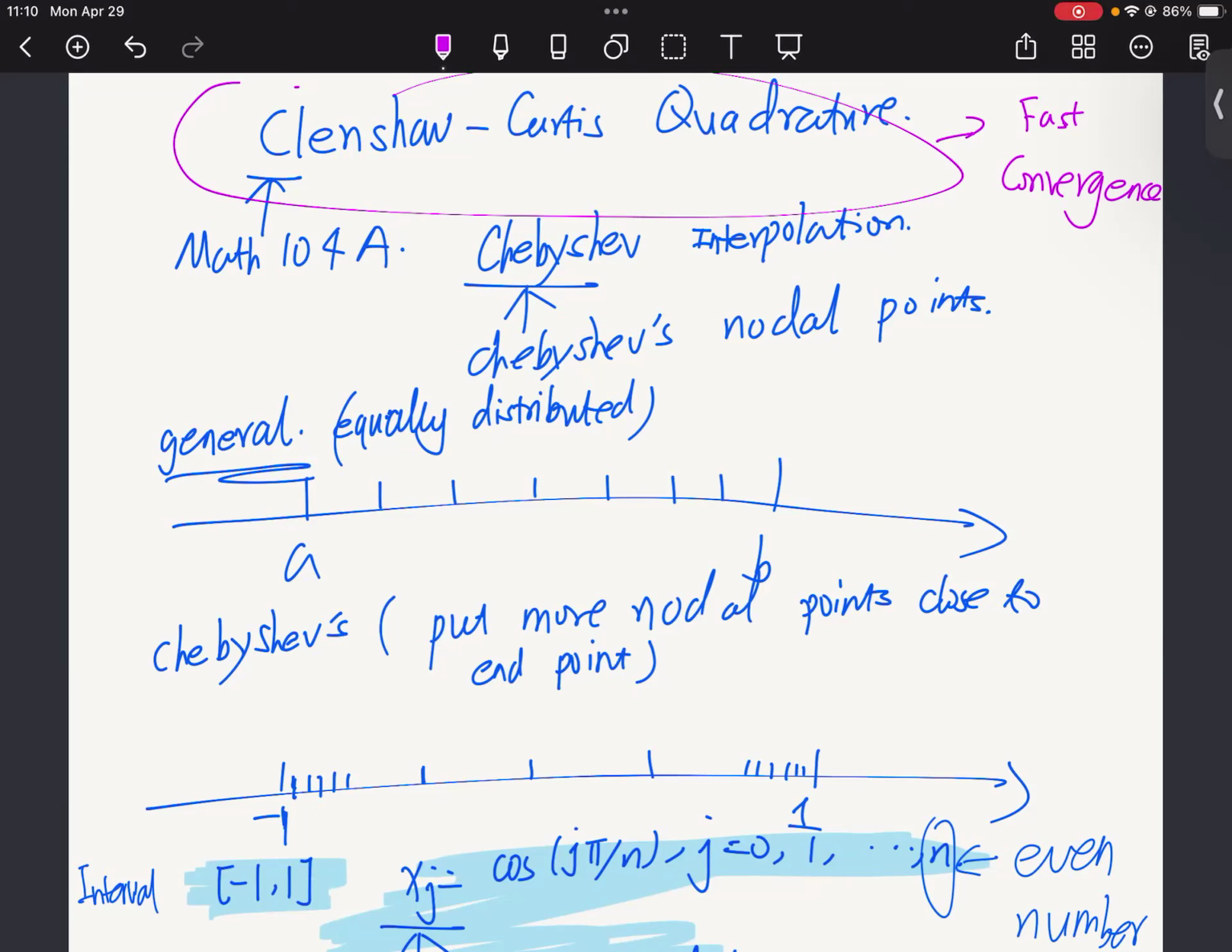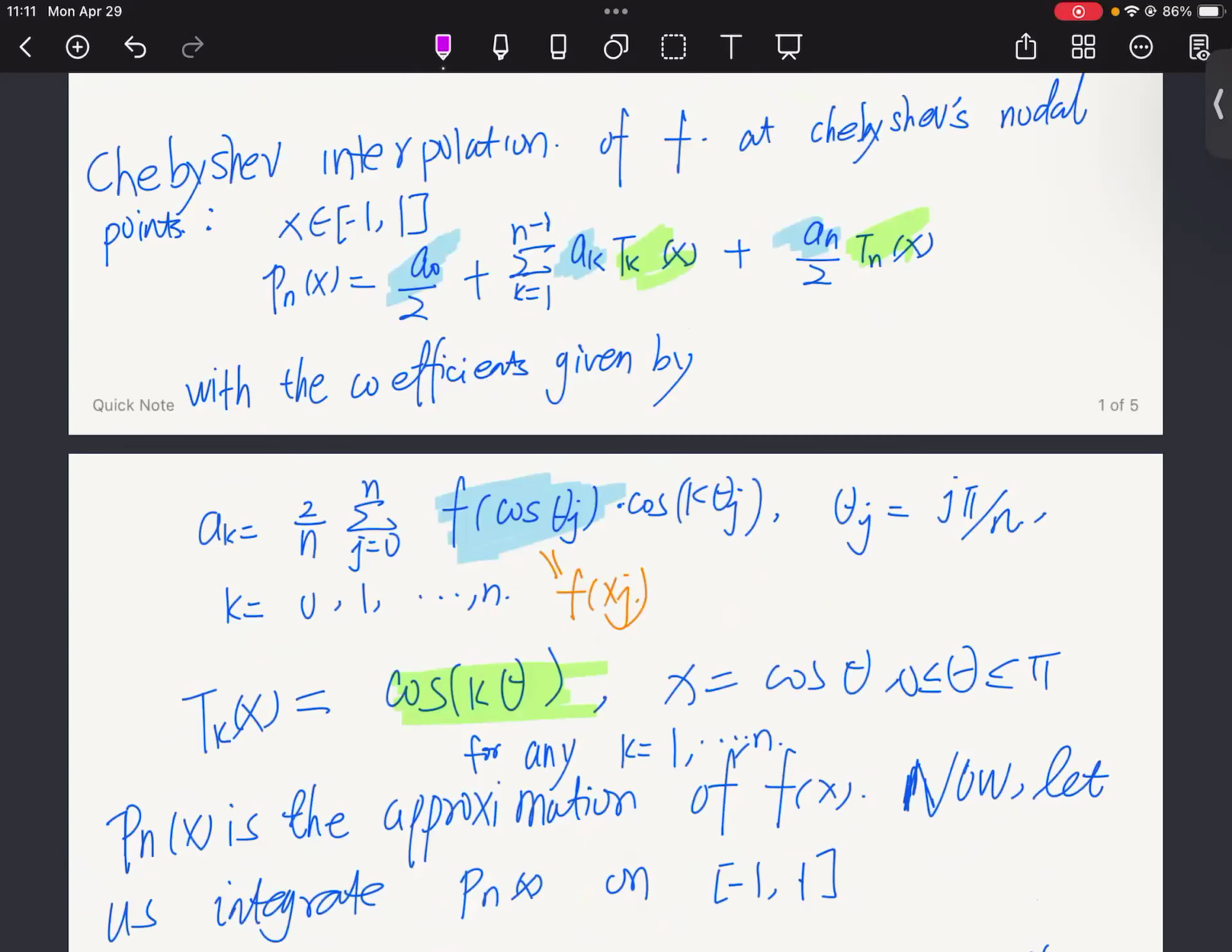So the computation process is very efficient. If you take a look at what we are going to learn today, the Gaussian quadrature rule is not as efficient as this one. If we want to calculate all the coefficients here, and then the node points, the node point is just a cosine thing here. So the computation is quite efficient, and it has a fast convergence.